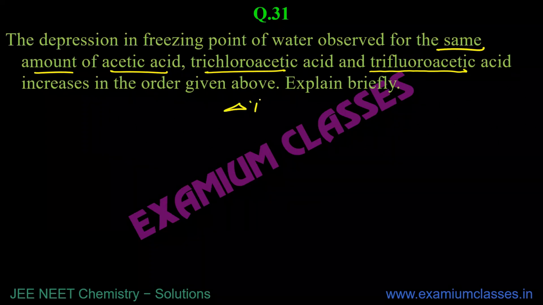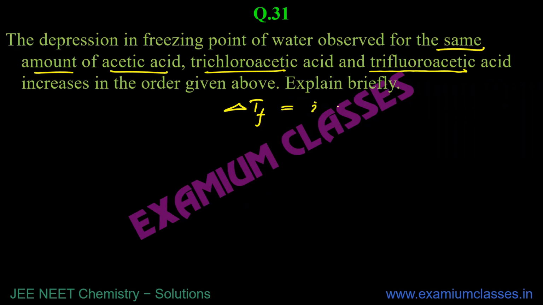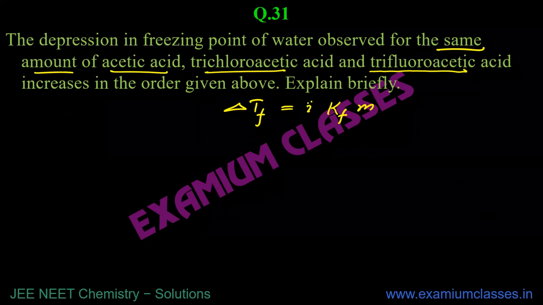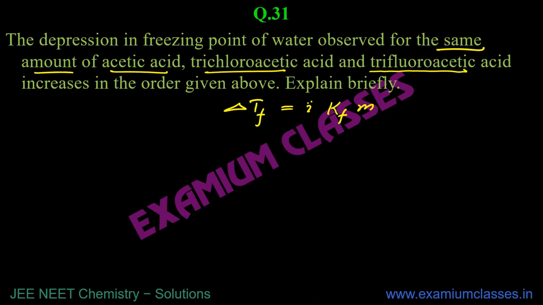You know that delta TF, that is depression in freezing point, is i multiplied by Kf and m. Otherwise, it is just Kf m. If there is ionization or association, dissociation or association, then you have this Van 't Hoff factor. Now, if there is greater dissociation, greater ionization, then this value of i will be greater.